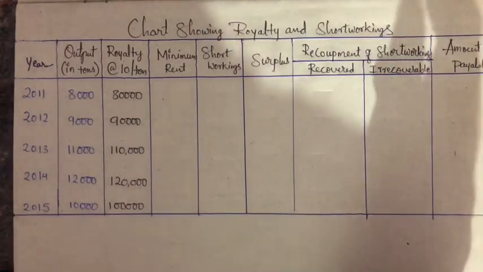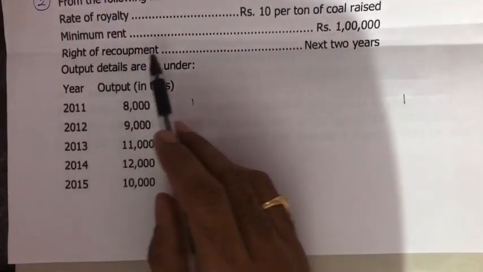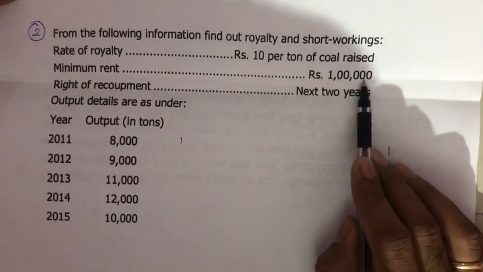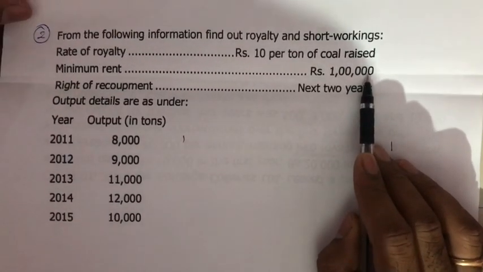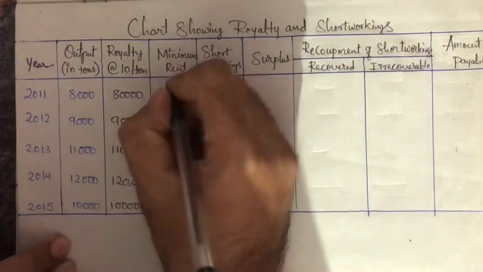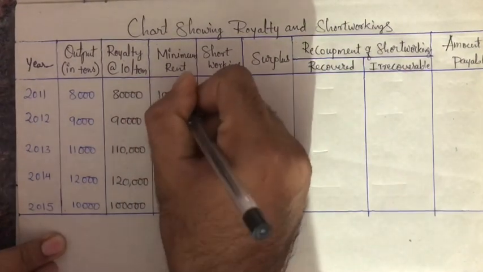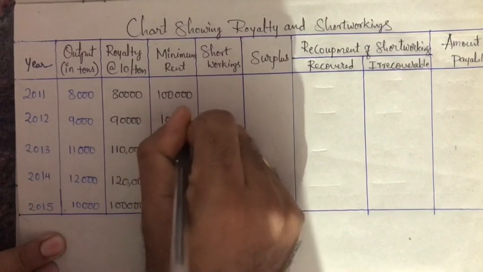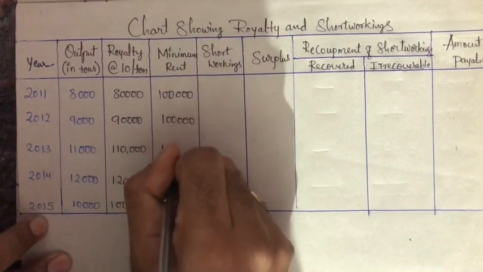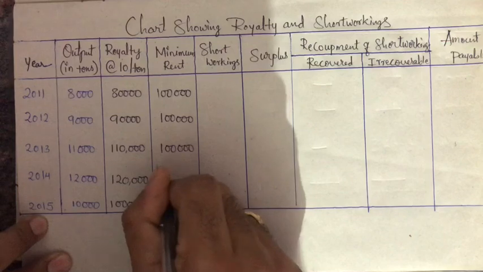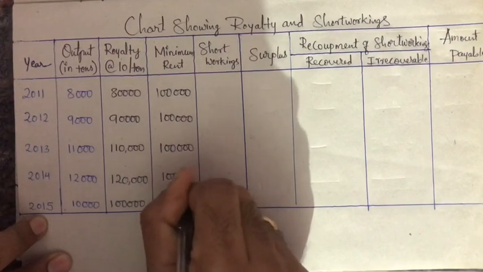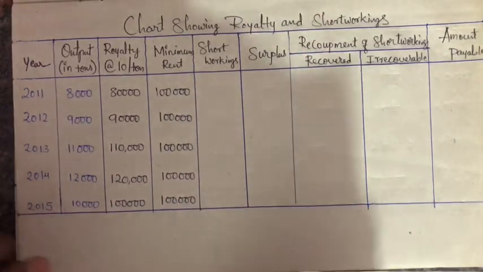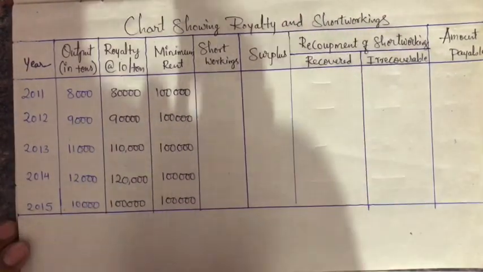And if we check the question, the minimum rent is rupees 1 lakh in every year. So every year we have a minimum rent of rupees 1 lakh. Let's record the minimum rent, that is 1 lakh in every year. 1 lakh, 1 lakh, and so on for all the years. After recording the minimum rent, now we have to check if there is any short workings.